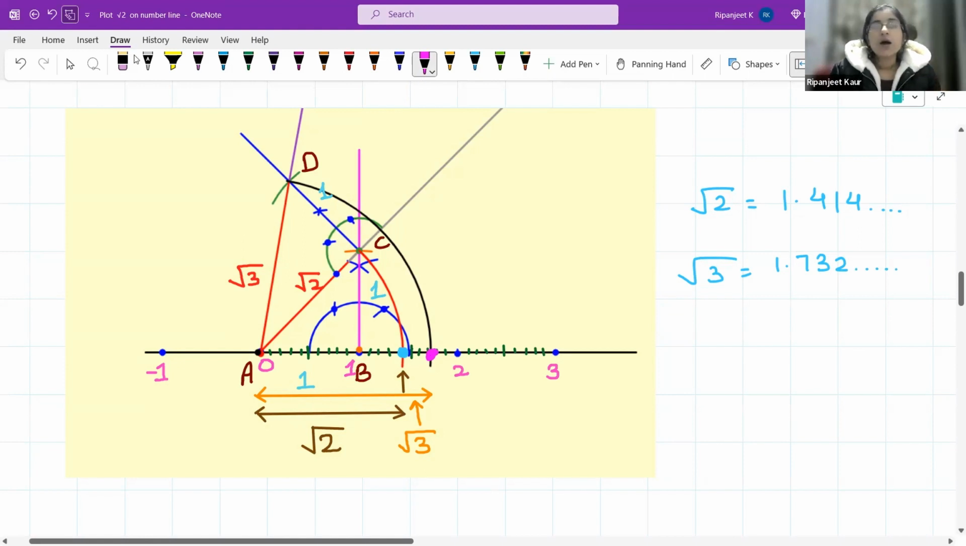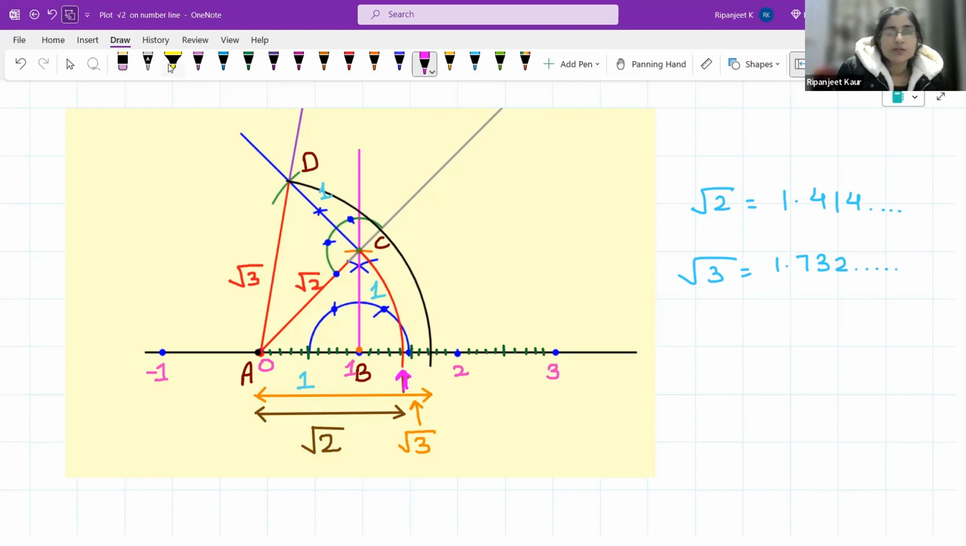Okay, now how to estimate these values? See, when manual calculation was done, root 2 was 1.414 and root 3 was 1.732. Now how do we estimate these values? By looking at this number line. This is what we are going to see. Ready? Okay, so see, root 2 is here, where the red line is cutting. Now I just highlight it.